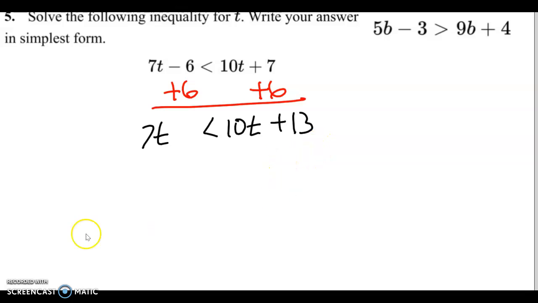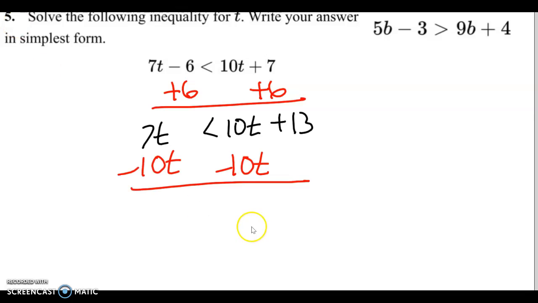And now we're going to move the letters to the left, or the variable term to the left. So now we're going to do the opposite of adding 10 and subtract 10t on both sides. Different signs, find the difference. 10 minus 7 is going to be negative 3t less than 13. Okay, so now you're going to do the last step, which is divide by negative 3 on both sides.